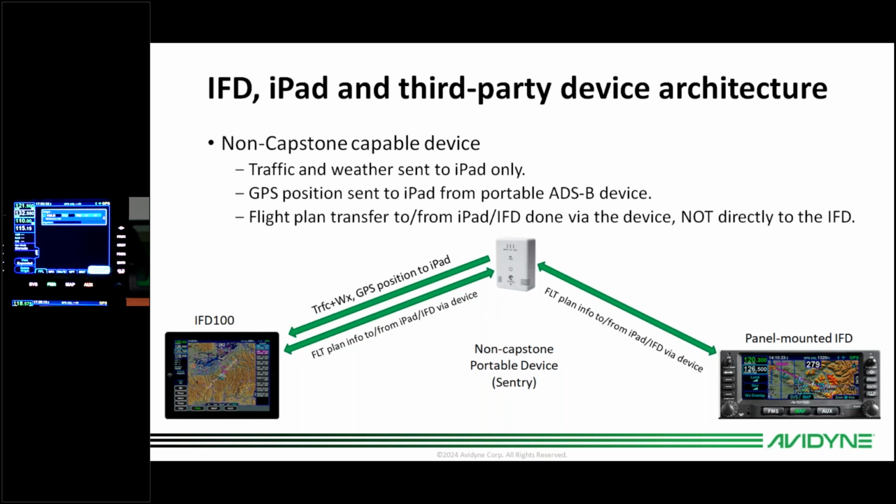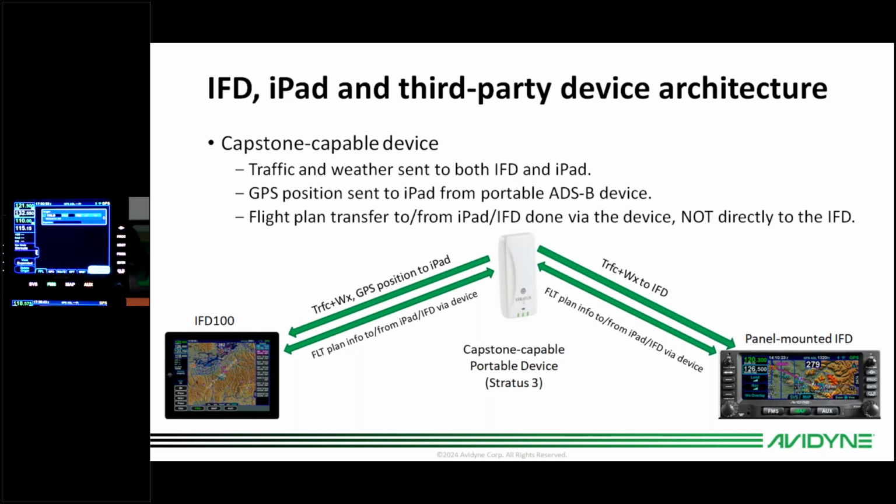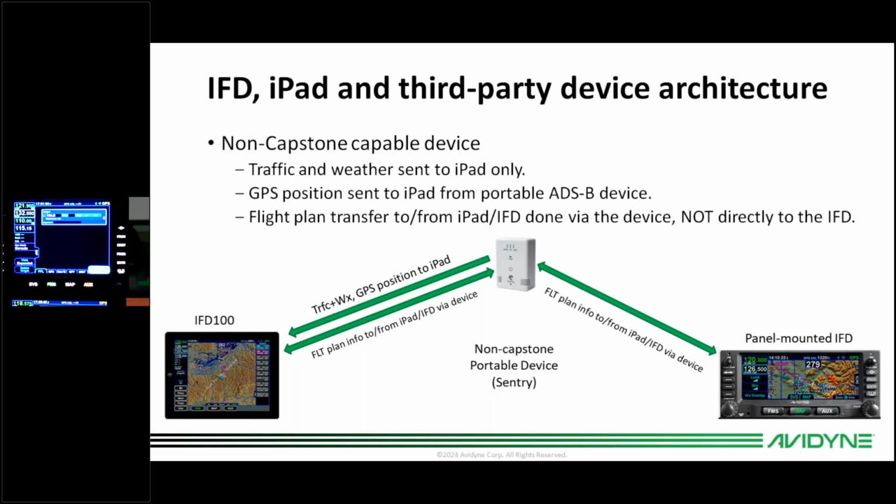I'll go back to the last slide to show you the difference here again, but now this is assuming the architecture where you have a non-Capstone capable device. So traffic and weather is sent only to the iPad. GPS position is sent also to the iPad, but you still have the flight plan transfer to or from the iPad to the IFD via the device. So here's where we have the Stratus again. Here is something that's not Capstone capable. So hopefully that makes some sense there. But of course, if you have any questions, please go ahead and type them away.